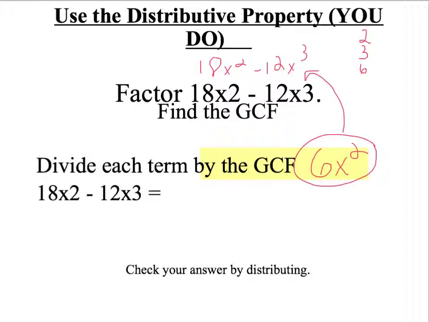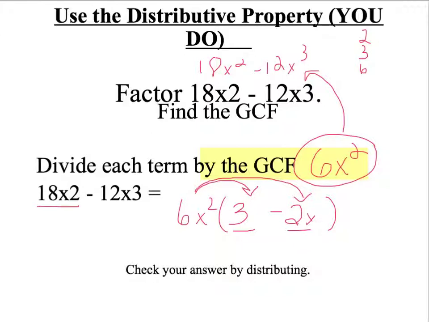So now I'm going to take out this 6x squared, and then whatever's left over goes inside. So 6x squared times what number is going to get me 18x squared? 6x squared times 3 will give me 18x squared. And then 6x squared times 2x will give me 12x to the third. So here I've just factored. You can always go ahead and double check, see if it actually works.